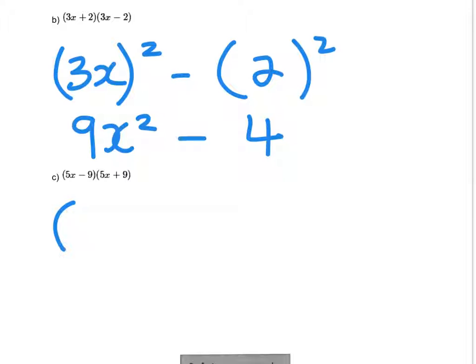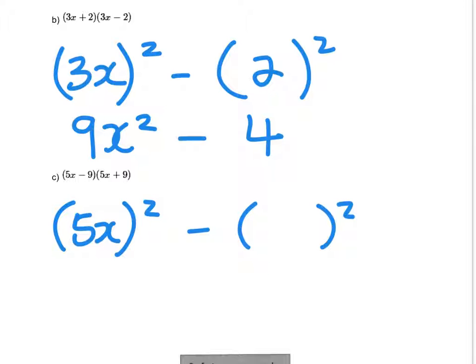Same works out for this one, look. Okay, and you just know it. It's a binomial where the only difference is that there's a minus between them, or there's a minus between in one part and a plus in the other. So this is going to be 5x, and this is going to be 9. And you're going to get 25x squared minus 81.